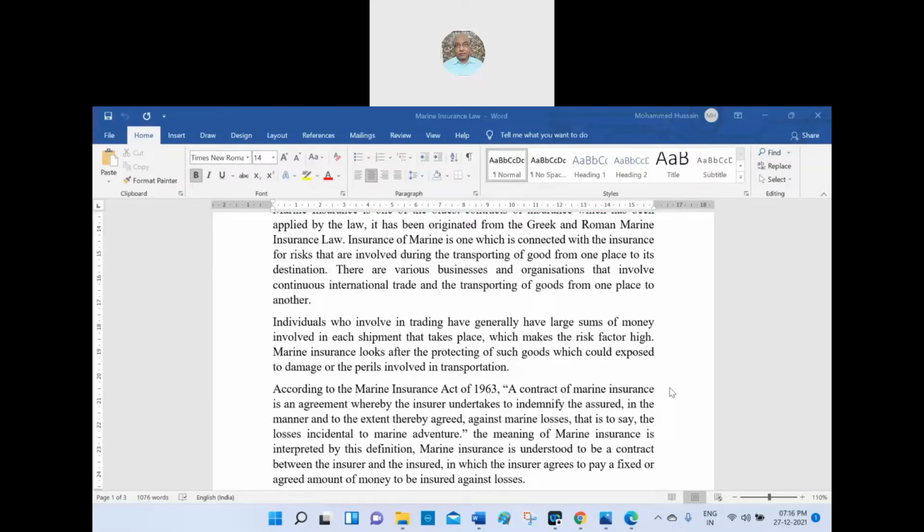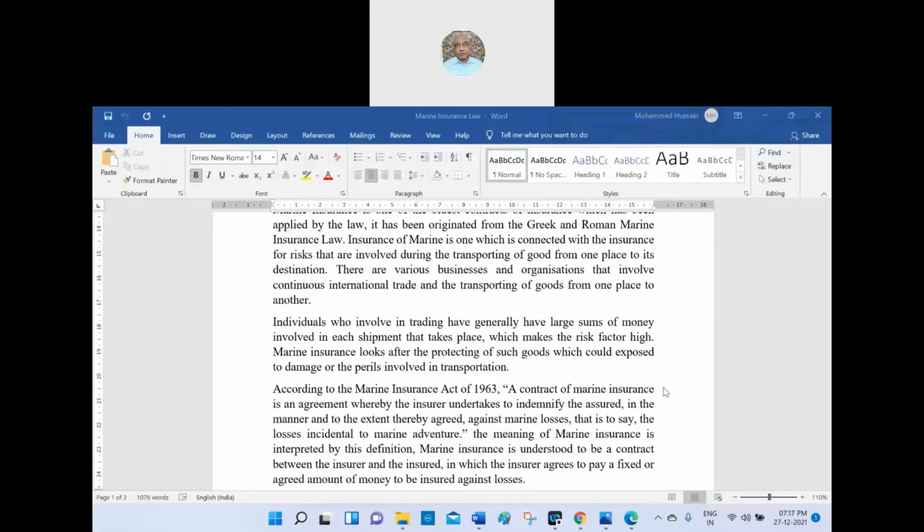When individuals want to shift their goods by water, on a ship, the risk would be higher on the water than the risk on land. The risk on land, the risk in the air and the risk in the water, which risk is more? Premium is more, sir. Water risk is more because we cannot predict.